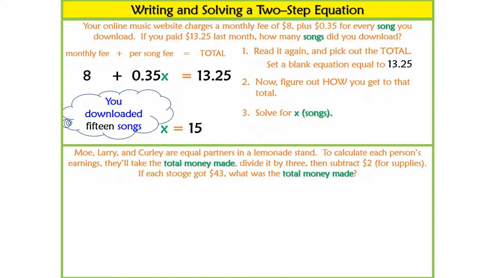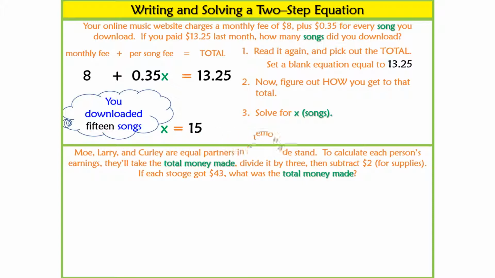Now let's look at the one on the bottom. Mo, Larry, and Curly are equal partners in a lemonade stand. To calculate each person's earnings, they'll take the total money made, divide it by 3, then subtract $2 each for supplies. If each stooge got 43 bucks, what was the total money made?